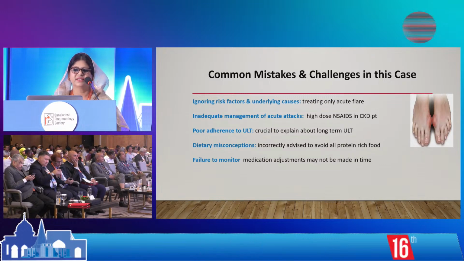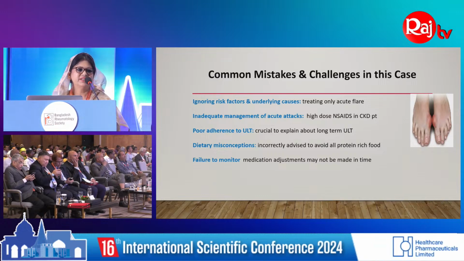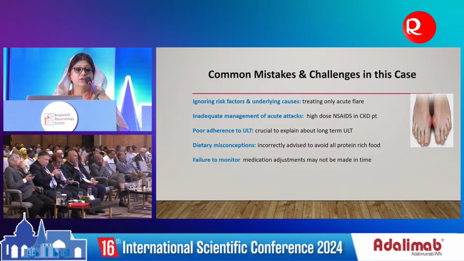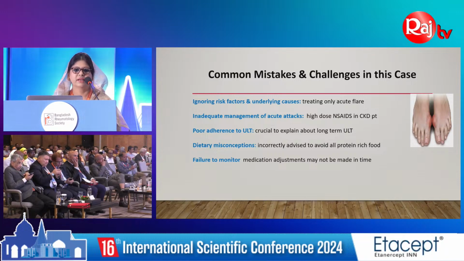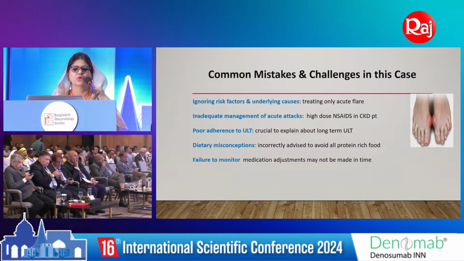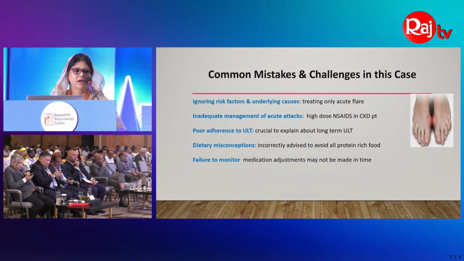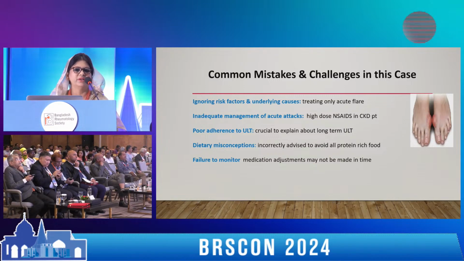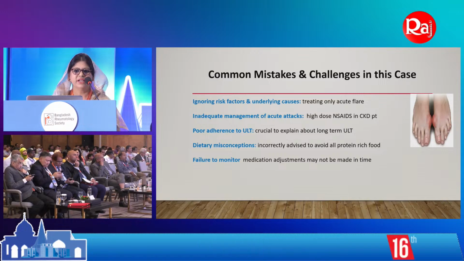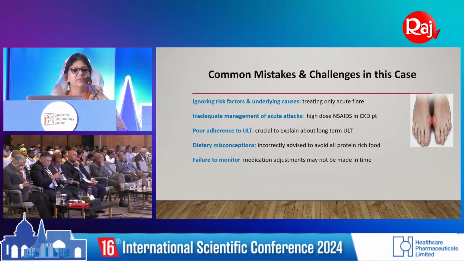What are the common mistakes and challenges in these cases? First mistake: we are treating the acute flare maximally, but ignoring the risk factors and underlying causes that can make his suffering prolonged. Inadequate management of the acute attack sometimes occurs when the patient has many comorbidities like CKD. In a chronic kidney disease patient, a high dose of NSAID may be devastating.